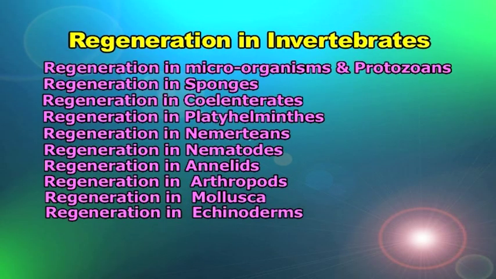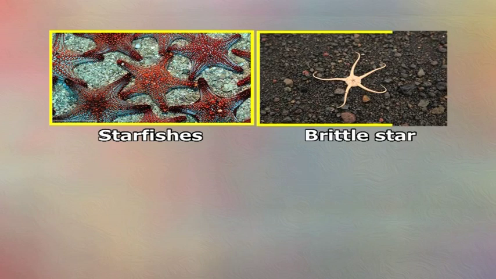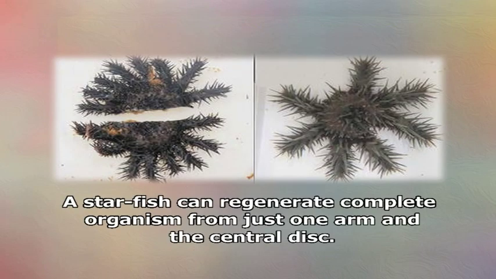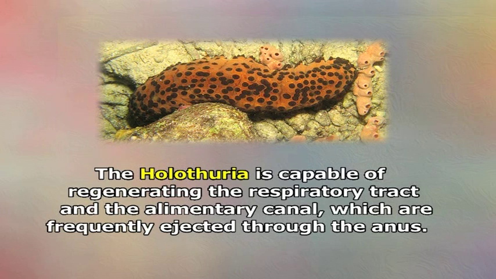Regeneration in echinoderms. The starfishes, brittle stars and sea lilies can regenerate arms and parts of the disc. A starfish can regenerate a complete organism from just one arm and the central disc. The Holothuria is capable of regenerating the respiratory tract and the alimentary canal, which are frequently ejected through the anus.